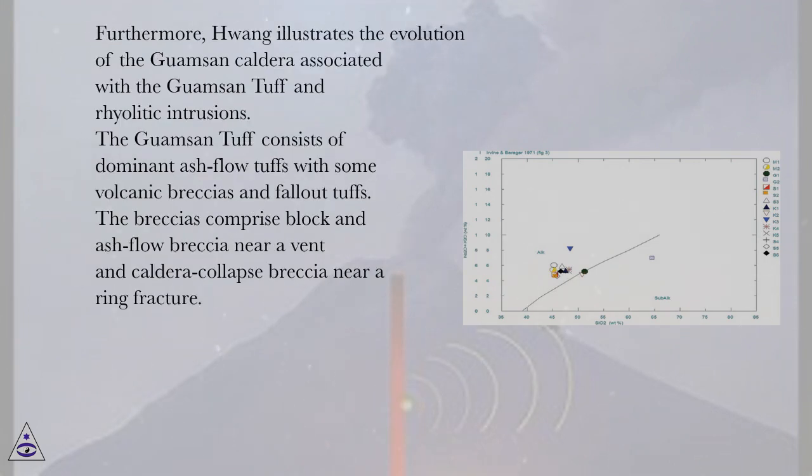Furthermore, Huang illustrates the evolution of the Guamsan caldera associated with the Guamsan tuff and rhyolitic intrusions. The Guamsan tuff consists of dominant ash flow tuffs with some volcanic breccias and fallout tuffs. The breccias comprise block and ash flow breccia near a vent and caldera collapse breccia near a ring fracture.